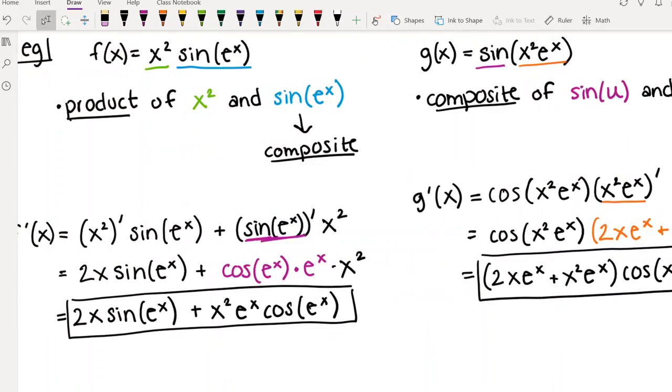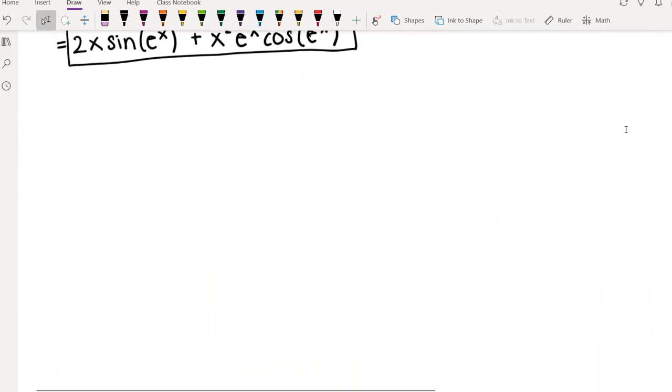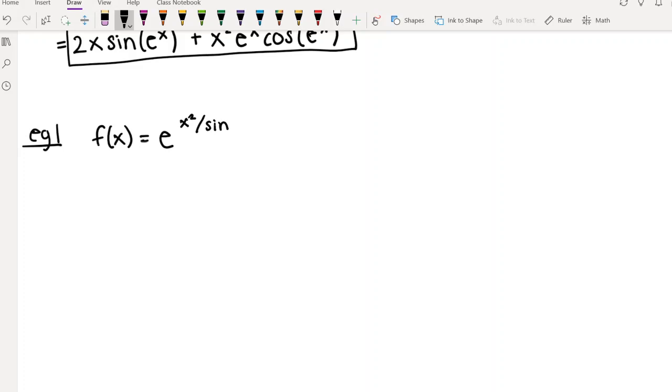All right, so let's do a couple more examples. We're going to do another pair of examples that are in some ways very similar to the ones that we just did, and then we'll do one that's kind of a standalone. Okay, so the first one is f of x equal to e to the x squared over sine of x. And the second example is g of x equal to e to the sine of x over x squared.